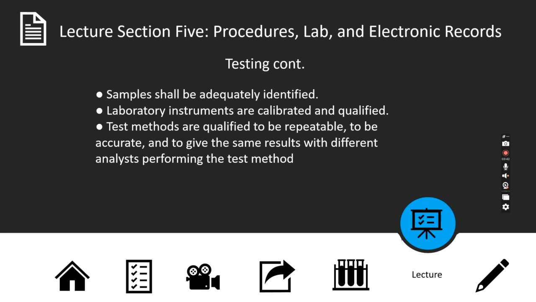Samples need to be adequately identified. Again, your SOP should tell you how to do that. Laboratory instruments should be calibrated and qualified. Test methods are qualified to be repeatable, to be accurate, and to give the same results without different analysts performing the test method.